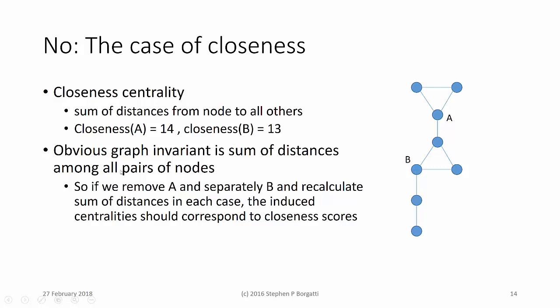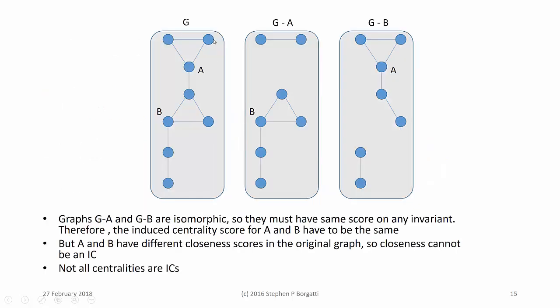Now, if we make the graph centrality be the sum of distances between all pairs of nodes, then we remove a node, we recalculate the sum of distance between all pairs of nodes, and look at the difference. It should be that we get back the same difference. But have a look at what happens. Here's our original network. Suppose we delete A. Then that part's gone right there, and the network looks like this.